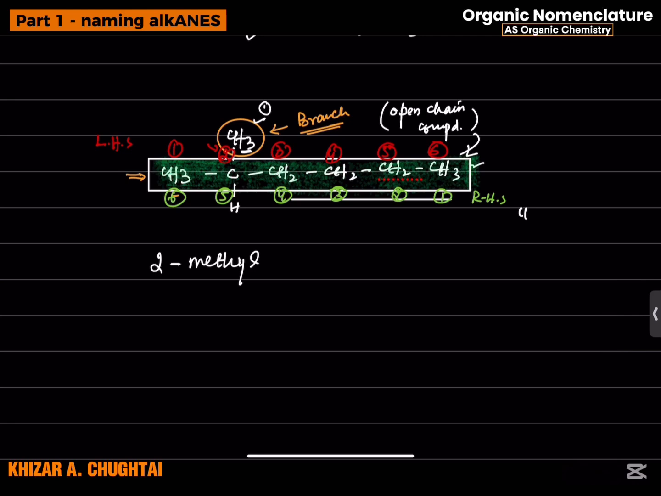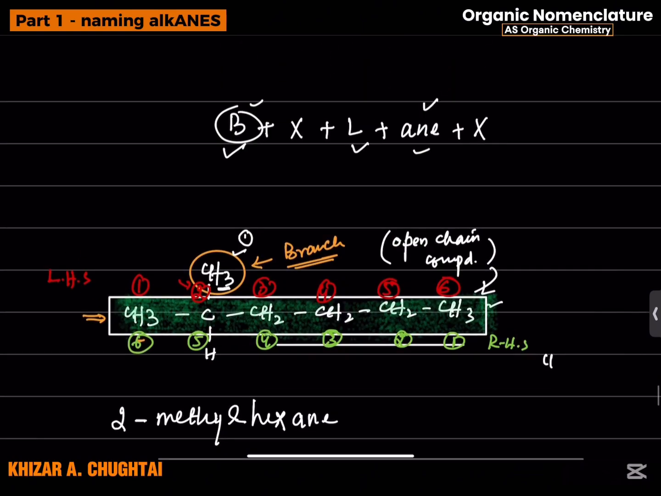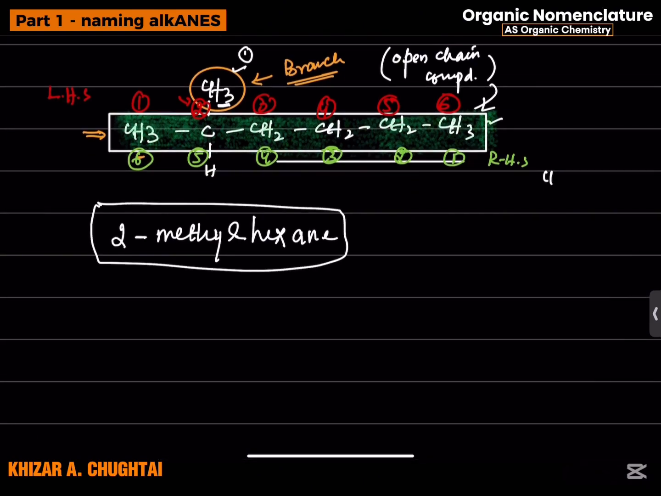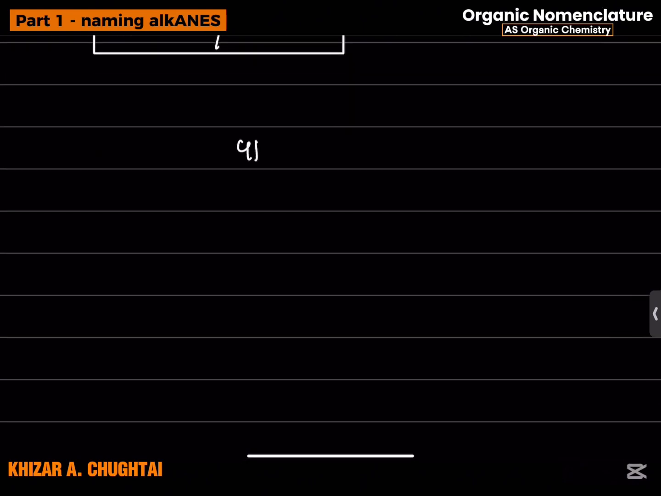How many carbons are in the longest chain? 6. You will write hex without making any gap. All carbons are single bonded, as I told you, then ane. So this is the overall name of the compound. 2-methylhexane is the name of this compound. For example, the next question is this one.